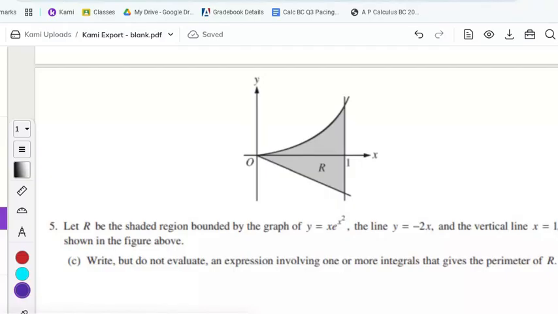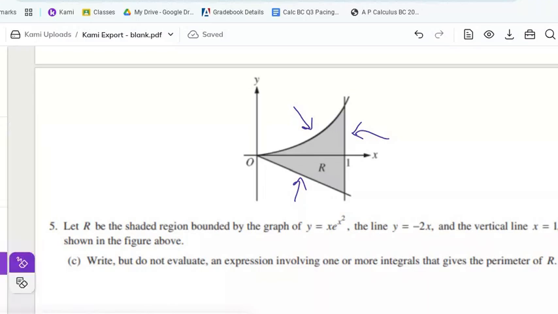Part C again asks us to write but not evaluate an expression involving one or more integrals that gives the perimeter of R. So to find the perimeter, we should split this up into 3 parts. We can first find the length of this vertical line x equals 1. Then we can find the length of this line y equals -2x. Finally, we can set up an integral to find the length of this curve y equals xe to the x squared. Once we've found all those, we can add it together for the full perimeter.